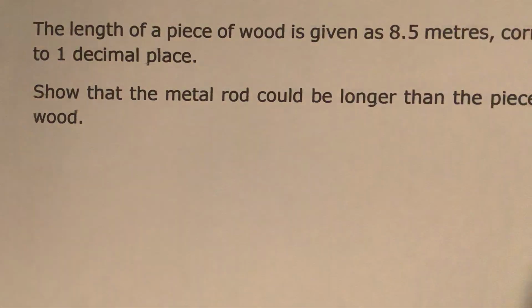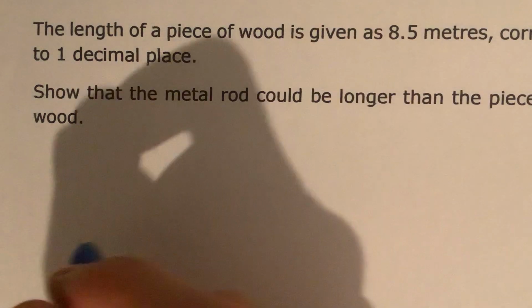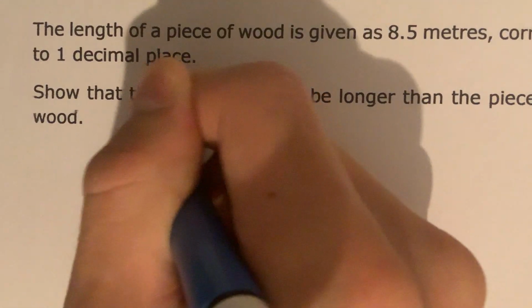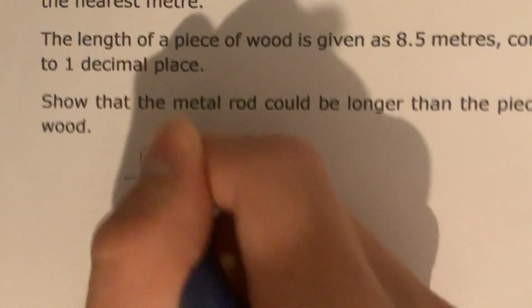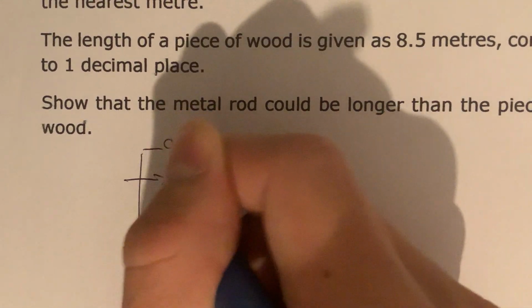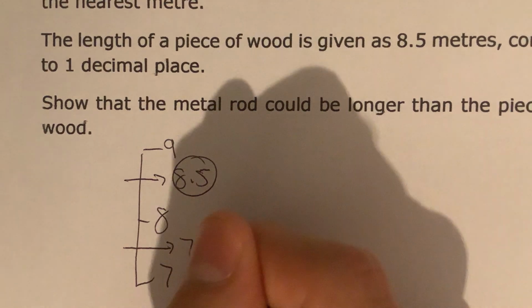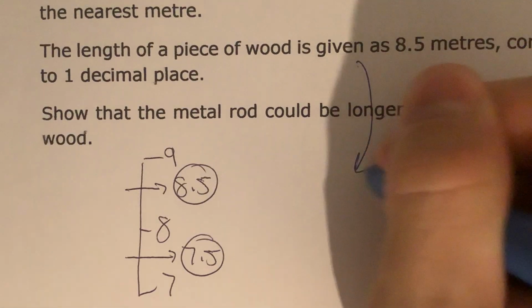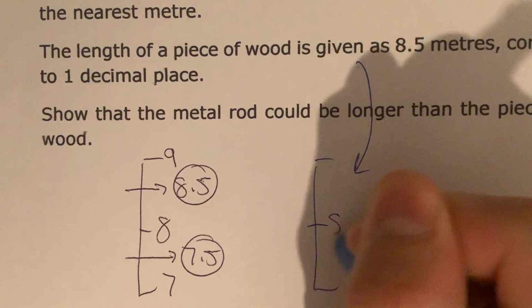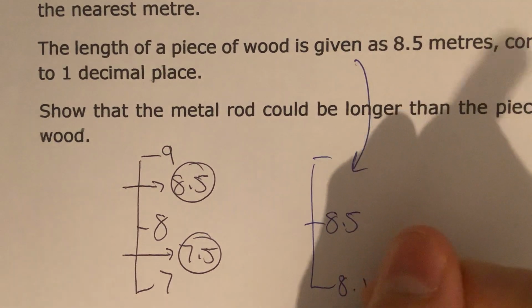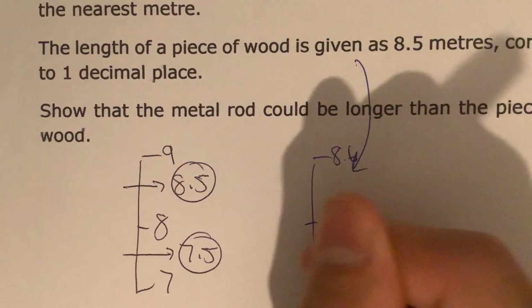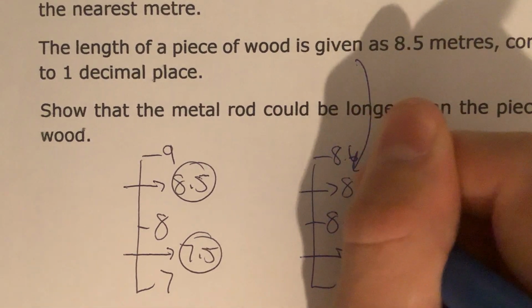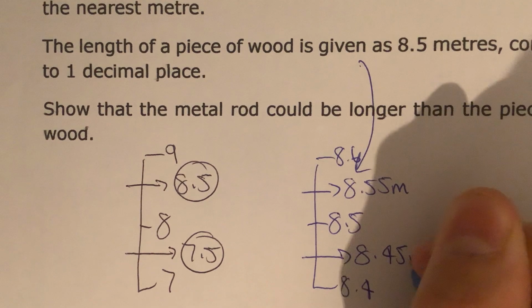Let's have a look at the one after it. The length is given as 8 metres, correct to the nearest metre. So actually, if it's 8 to the nearest metre, the lengths it could be between are 7.5 and 8.5. The length of a piece of wood is given as 8.5, correct to 1 decimal place. So let's have a look at what the length of that could be. It could be anything between 8.45 and 8.55 metres.